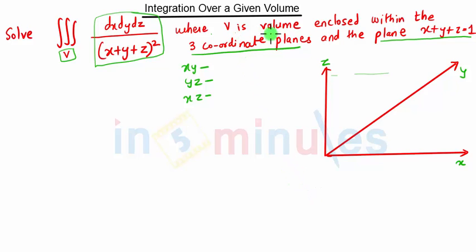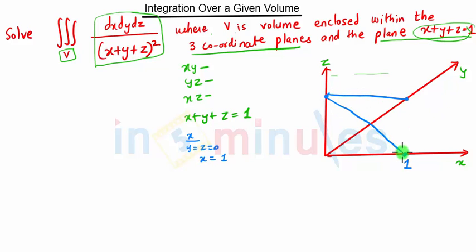We have to find the volume V enclosed within these coordinate planes and the plane x plus y plus z equal to 1. What is the plane x plus y plus z equal to 1? This plane has x, y and z terms. This means that this plane is intersecting the x-axis, y-axis and z-axis at some points. To find the point on the x-axis, we put y and z equal to 0. Then we get x equal to 1. So this plane is intersecting the x-axis at x equal to 1. Similarly, when we put y and x equal to 0, we get z equal to 1, and similarly we get this point. So this is our plane, x plus y plus z equal to 1.